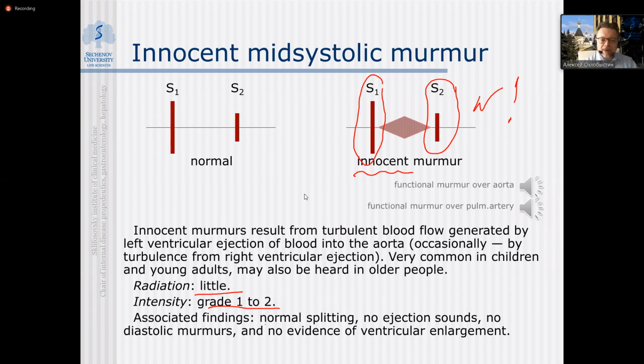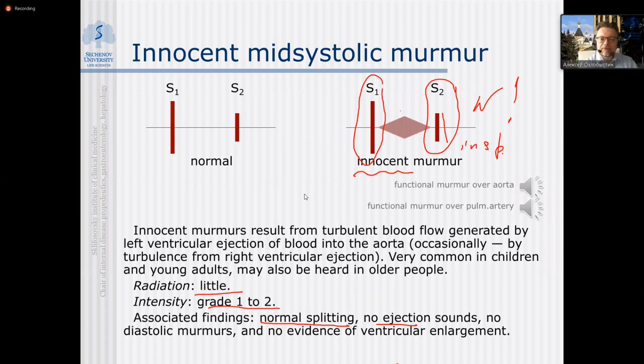Besides that, patient may have, but not necessarily, normal splitting. For instance, at inspiration, there will be splitting of S2 over tricuspid area, but only during the inspiratory phase. There will be no ejection sounds. Typically no diastolic murmurs in that case, because in diastole, blood will mostly flow passively.